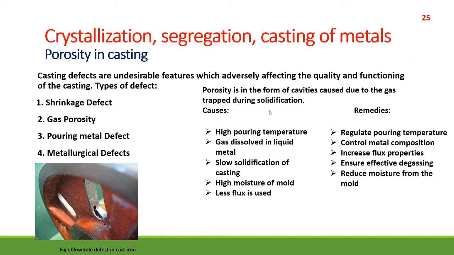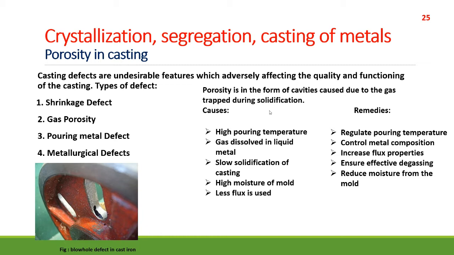I will show you how misruns, cold runs, and inclusions look. Inclusions are basically some impurities in the system. And the fourth one is metallurgical defect. So let's see what metallurgical defect is. They are actually of 2 types, hot tears and hot spots.